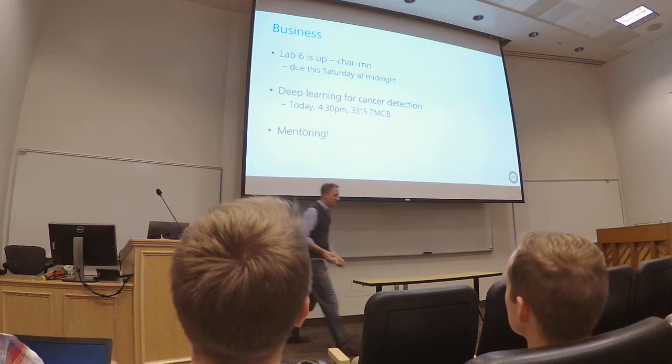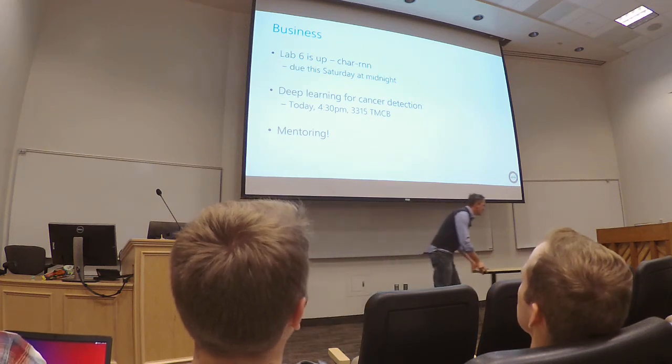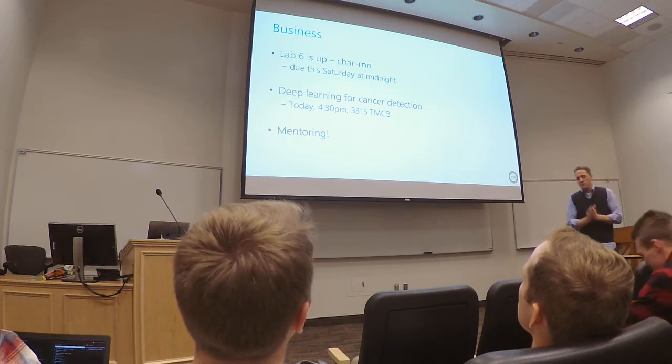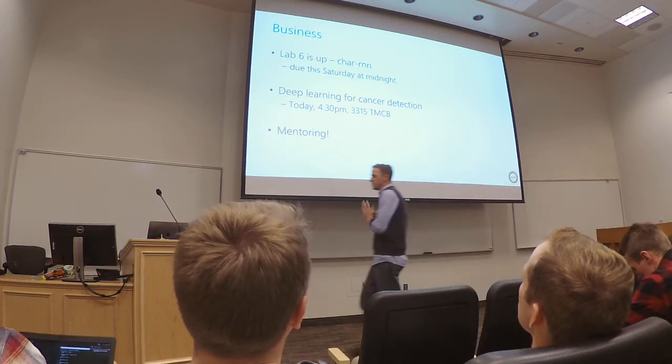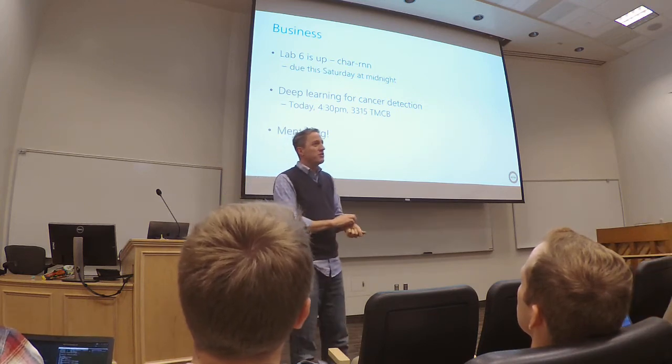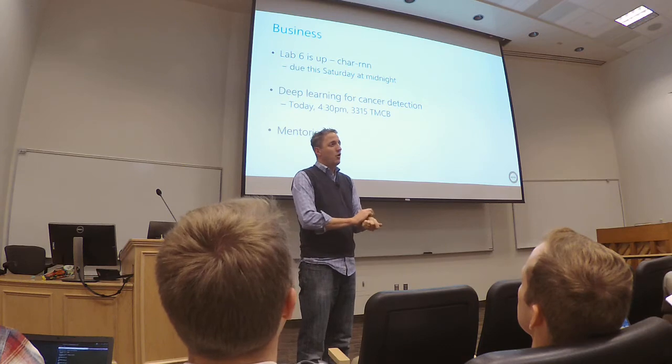About business. Now we got to switch back to the less weighted values. Lab 6 is up. Char RNN. Remember we talked last time about the unreasonable effectiveness of RNNs. I pointed you to the blog post. For your next lab, you're essentially going to implement this. We've given you a lot of scaffolding code. Hopefully it'll be clear.